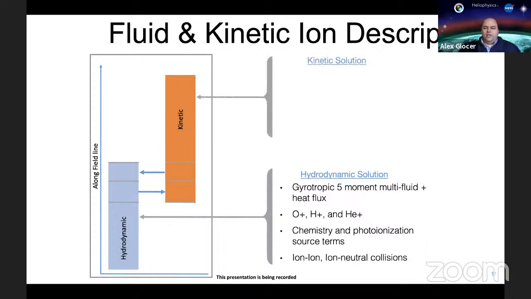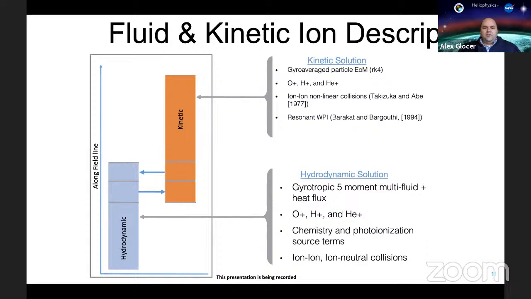For the kinetic solution at high altitude, instead of fluid equations, we're solving for the gyro-averaged particle equation of motion. For each fluid population, we have a corresponding ion particle population. We also include the collisional coupling between the different species using the Monte Carlo approach, and also including resonant wave particle interactions. Here I'm showing we're using relations from Barakat and Barghouthi, but we have some other ones that we're using as well, including one I'll use a little later from Crew et al.